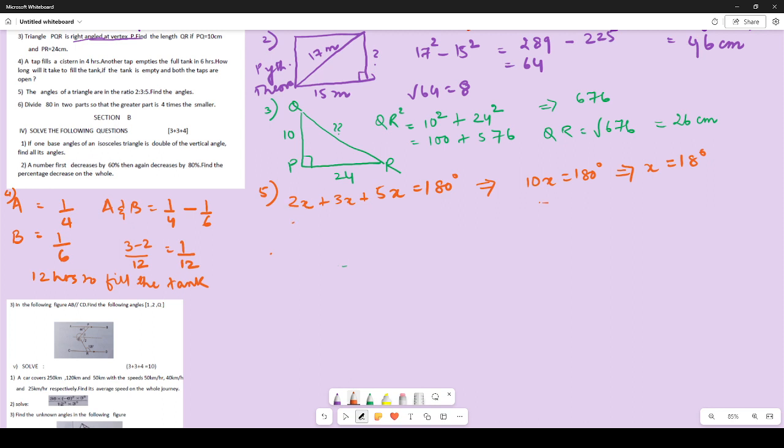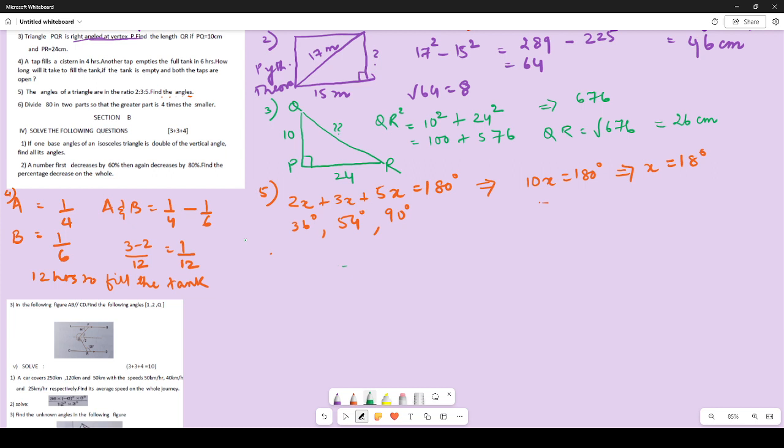So 2 into 18 will be 36 degrees. 3 into 18 will be 54 degrees. And 5 into 18 will be 90 degrees. So those will be the 3 angles. So you have to mention it. It says find the angle, so you have to find out all the 3 angles that are there.